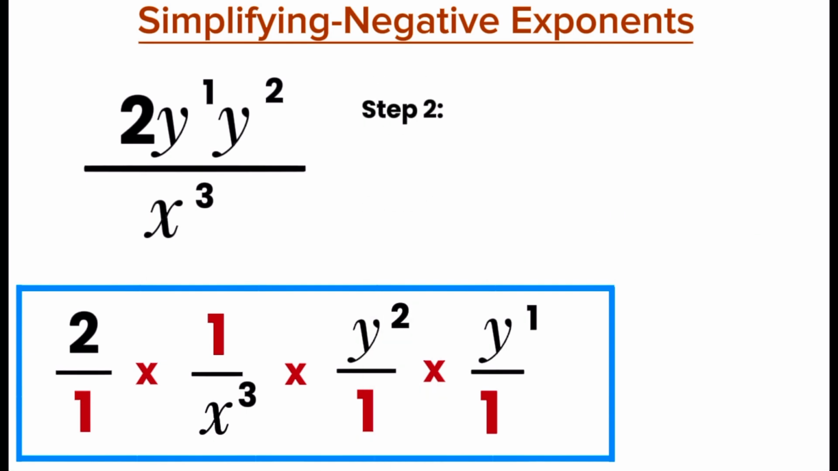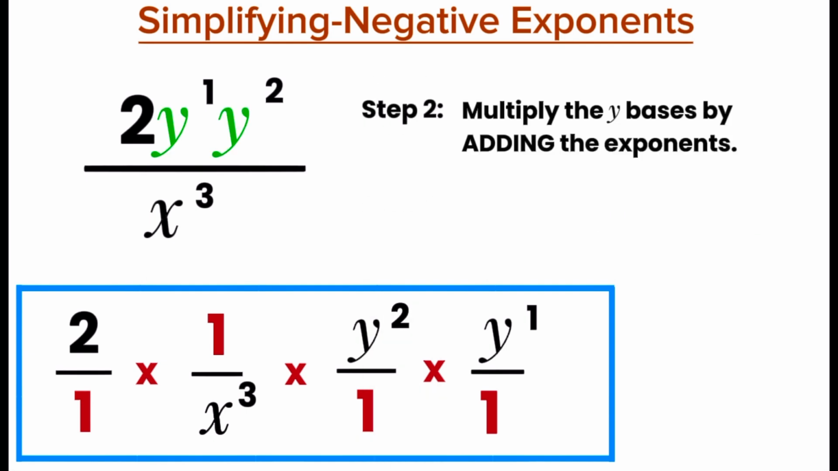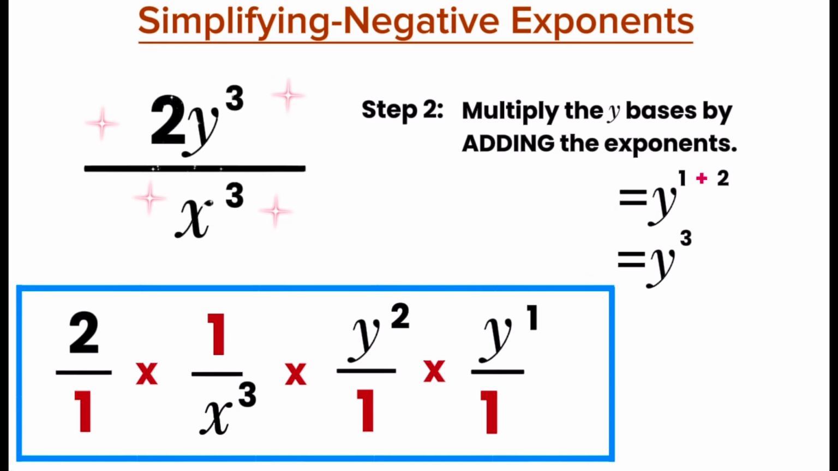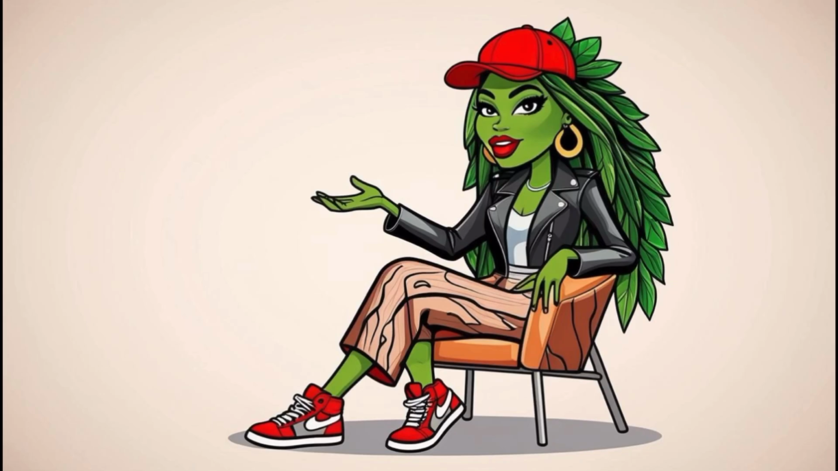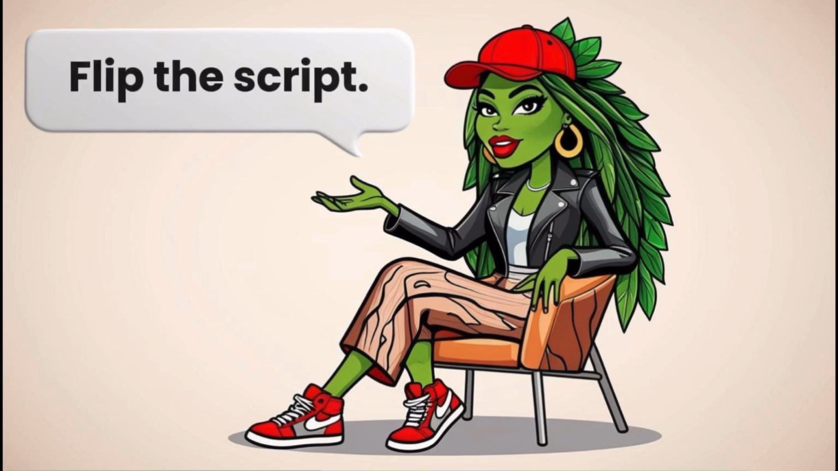So second step, we can now multiply the two y bases by adding the exponents. So y times y squared is equal to y to the power of 1 plus 2. Therefore, y is to the power of 3. There's nothing else to do with the expression, therefore the answer simplified is 2y to the power of 3 over x to the power of 3. And there you have it. When confronting negative exponents, just flip the script and they become positive.